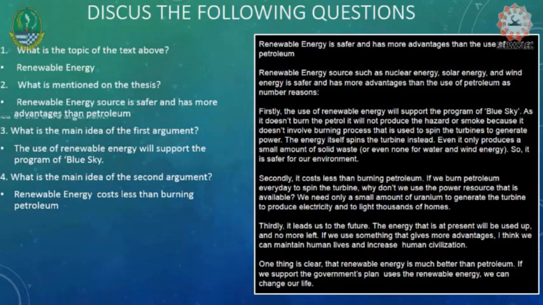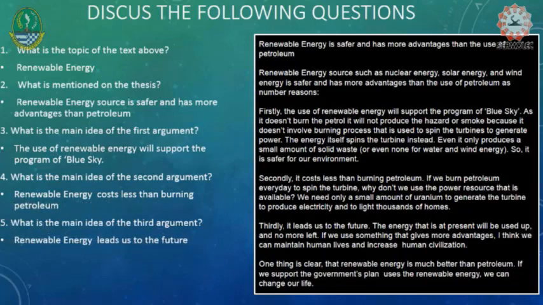Let's go to the next question. What is the main idea of the third argument? Okay, please answer. Okay, here is your answer. Is it correct? Renewable energy leads us to the future.